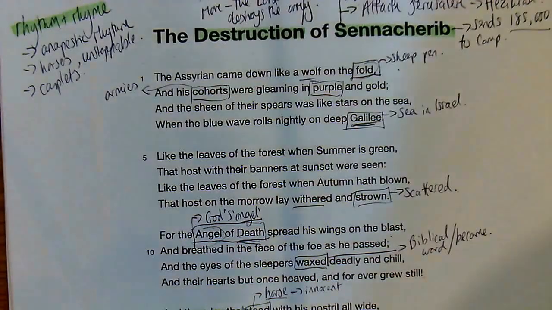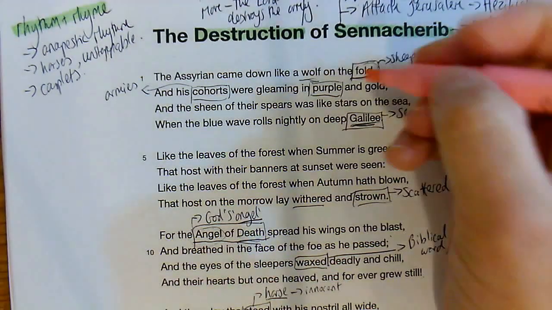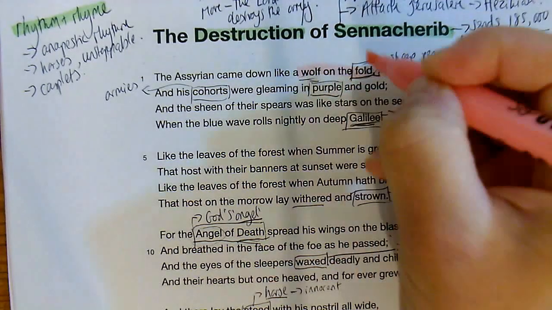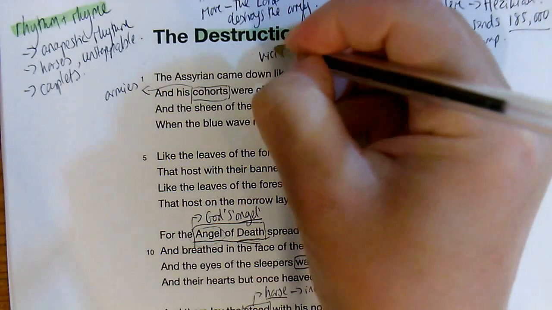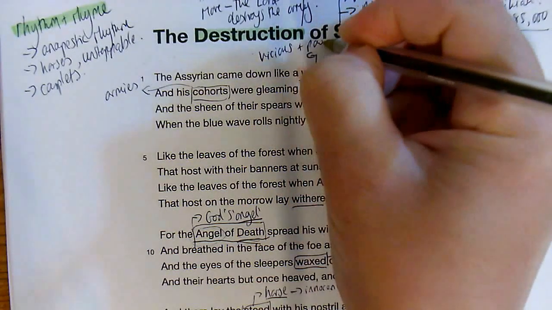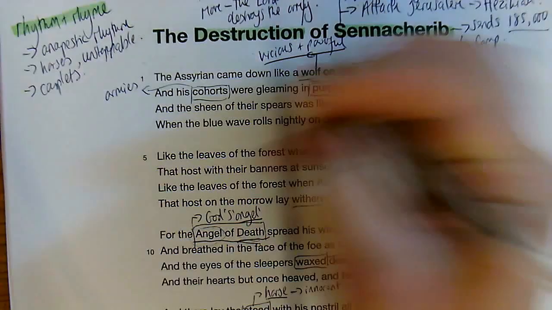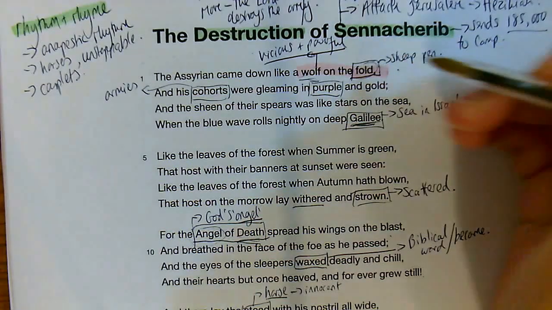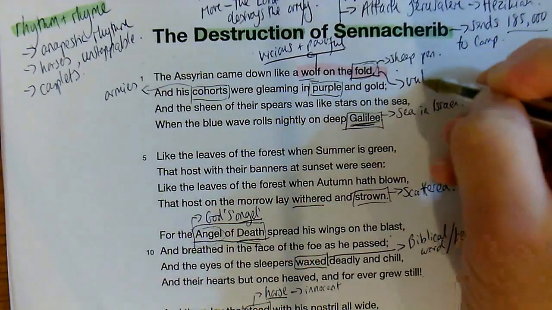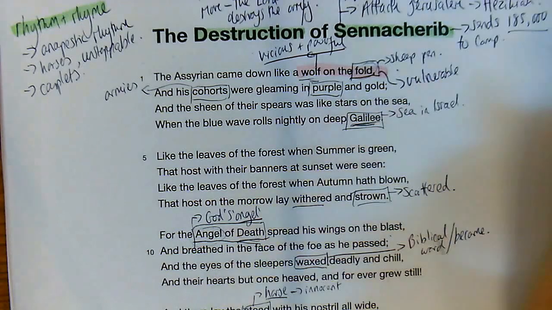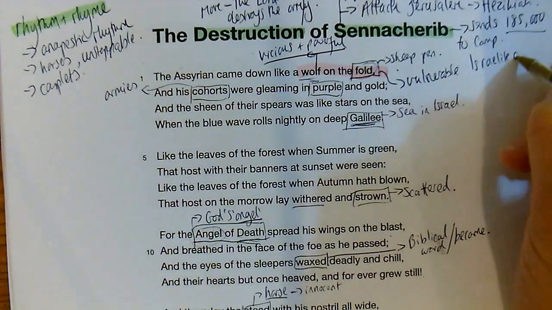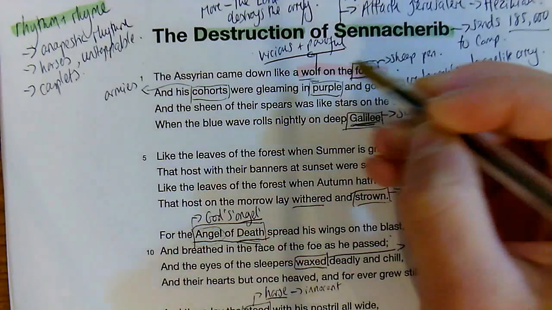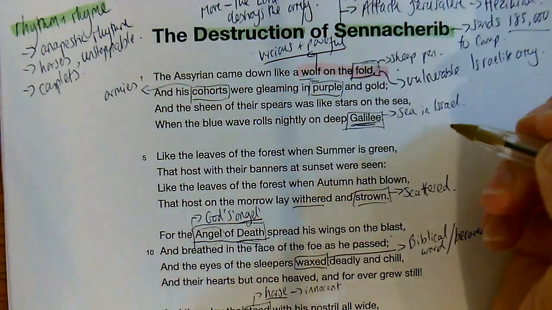But what I also like in this poem are the similes. The Assyrian came down like a wolf on the fold. It's emphasising here how vicious and powerful they are, the approaching army are, compared to the vulnerable Israelite army. It's like they're little sheep and they're wolves, and the contrast there is huge.